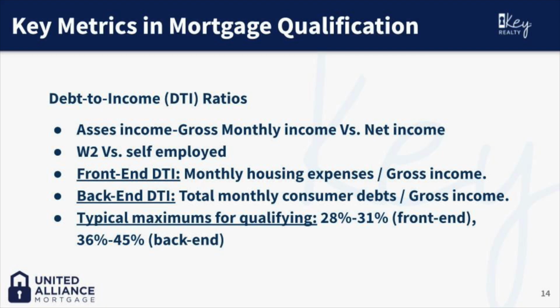We determine debt-to-income ratio by assessing our borrower's gross monthly income. So what's the difference between gross monthly income versus net income? The buyer's gross monthly income is the income prior to taxes being taken out. That is the income that we are able to use when qualifying your borrowers for a mortgage.